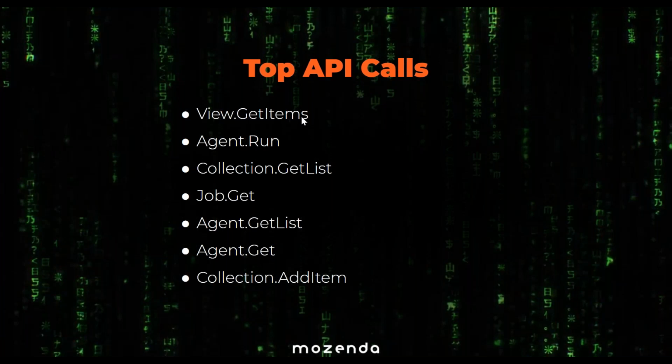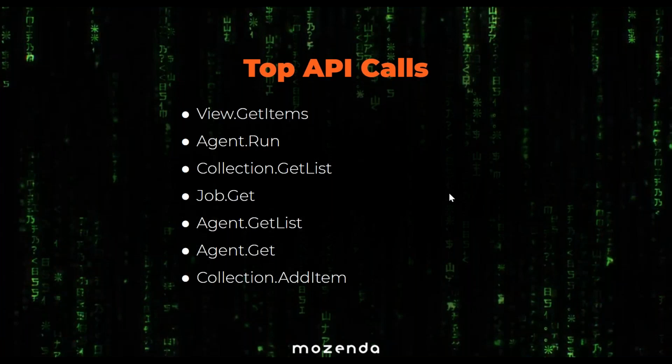And I'll actually use that one later and show you how you can use that. And then agent.run, which allows you to run agents, but not need to be constricted by the web console to do so. Collection.getList returns a list of all your collections.